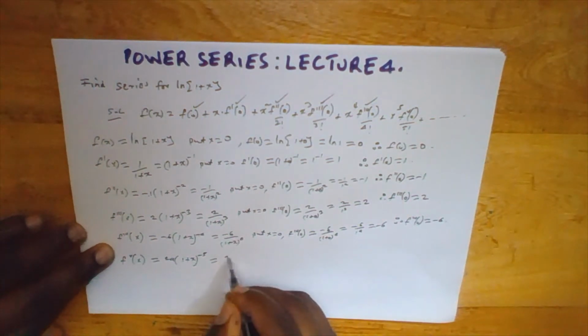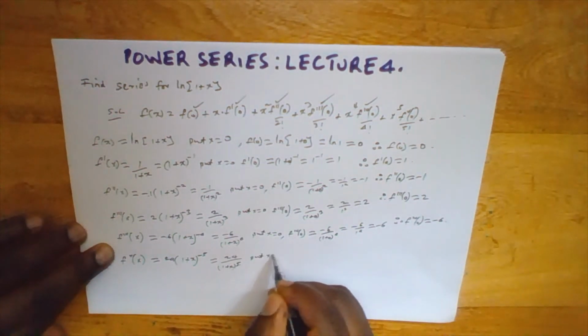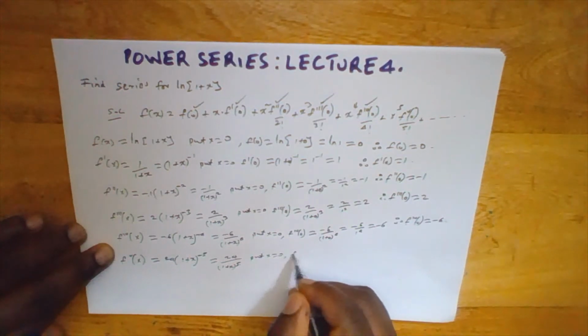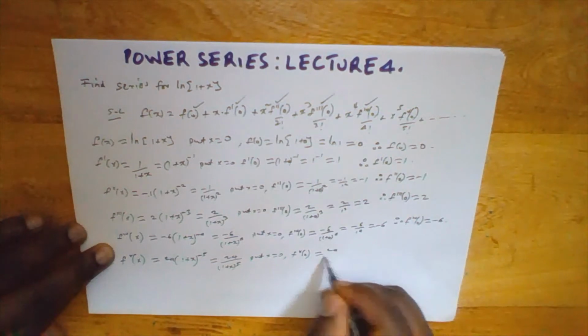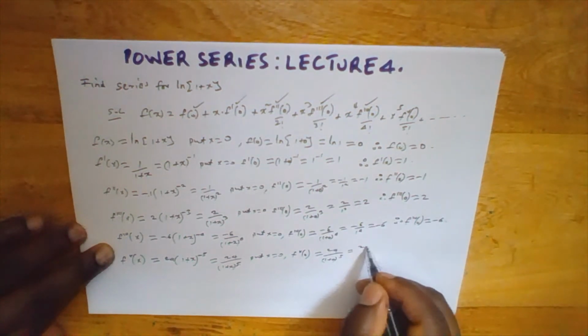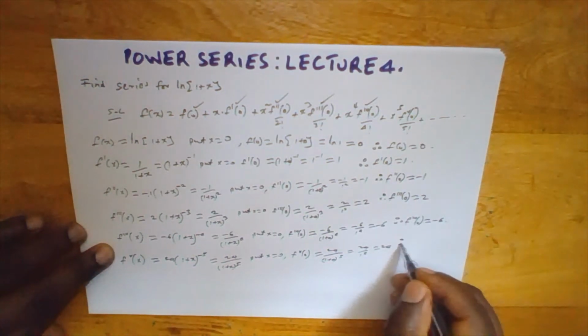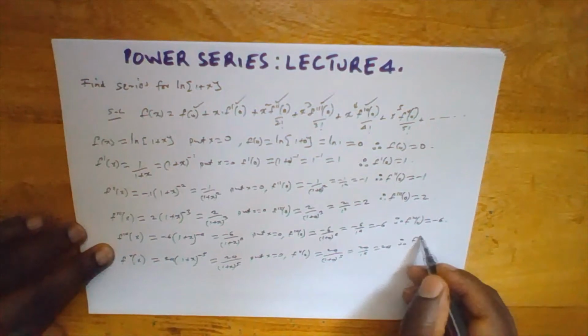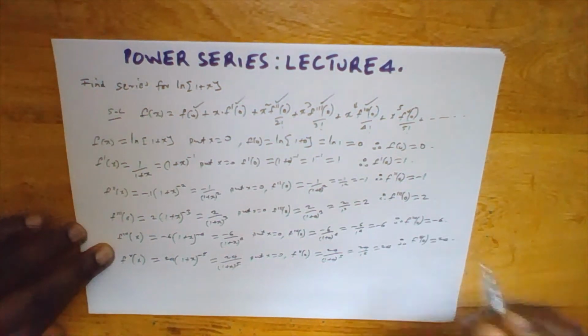So this is the same as 24 over (1 plus x) raised to 5. Then we put x equals 0. So our f to the 5 of 0 will be equal to 24 over (1 plus 0) raised to 5, which equals 24 over 1 raised to 5, which equals 24. Therefore, our f to the 5 of 0 is equal to 24.